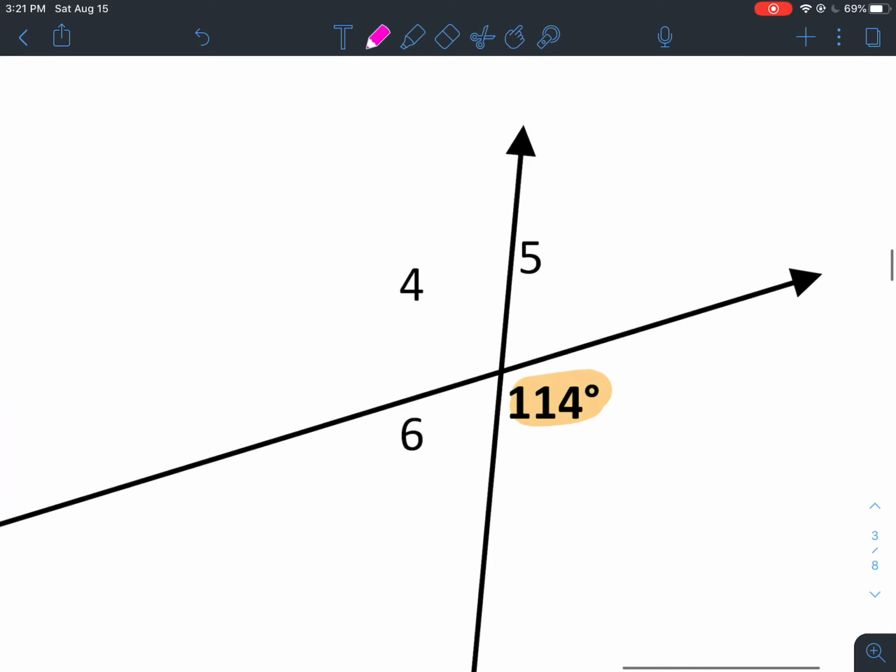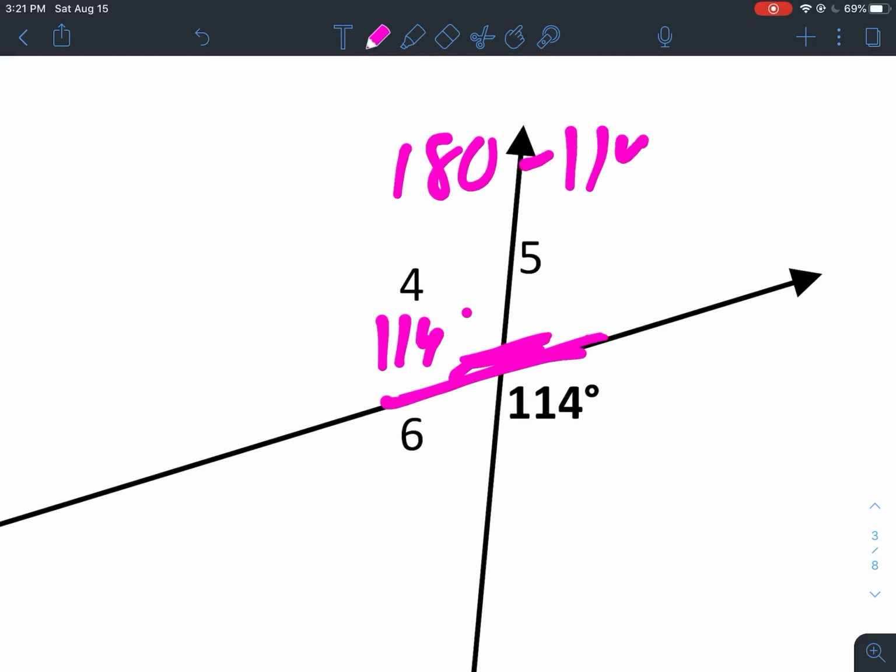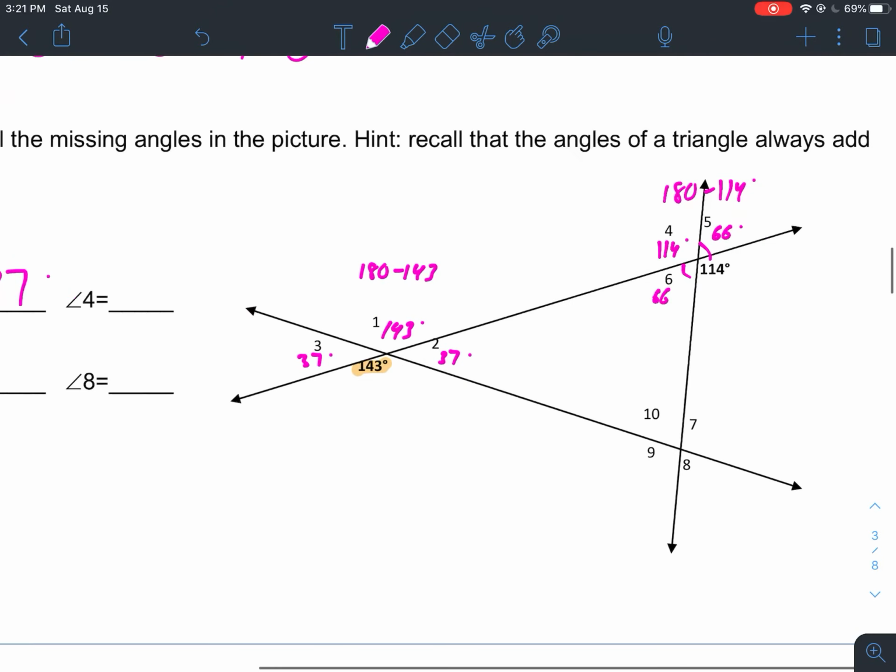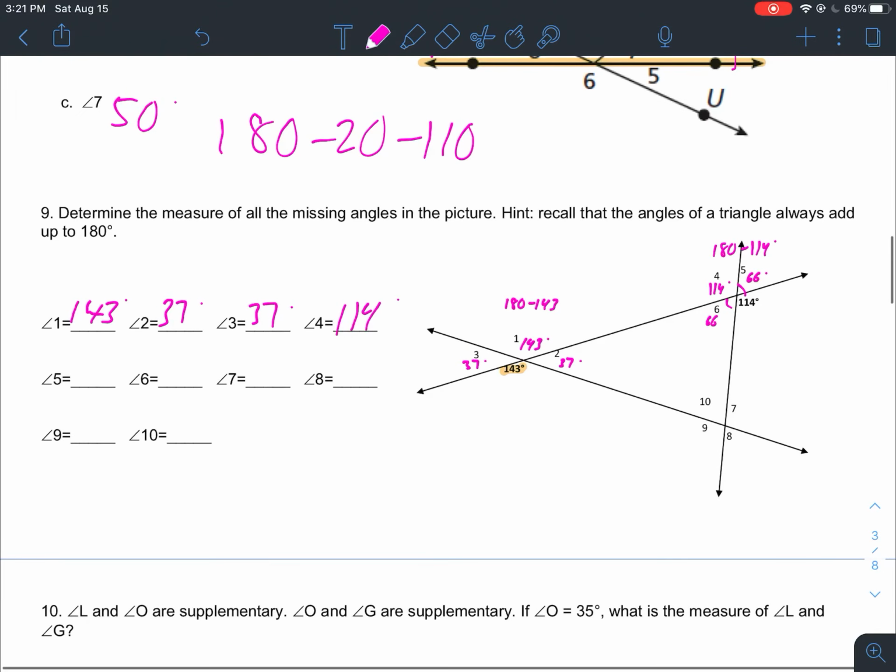All right, now moving up here, we're going to do the same process. These two are vertical, so this must be 114. These two form a straight line, so 180 minus 114, 66. These two are vertical, so 66. So 4 is 114, and 5 and 6 are both 66.